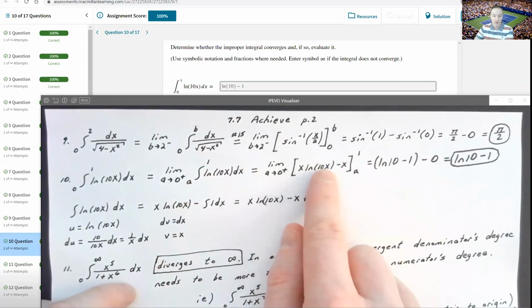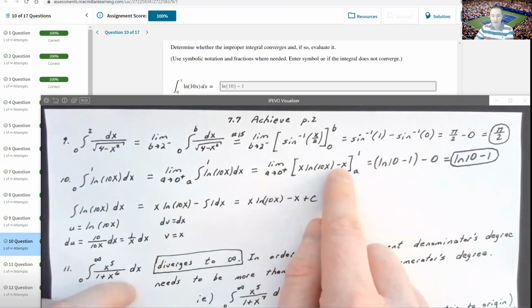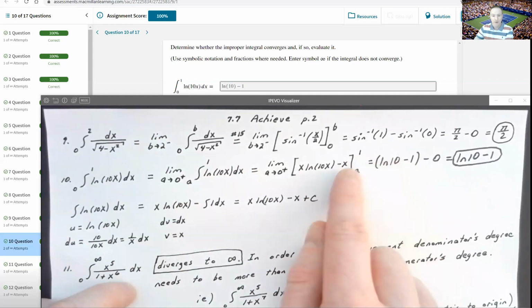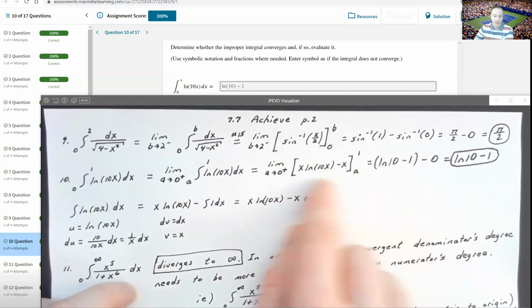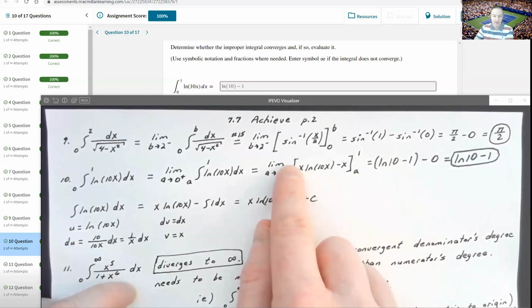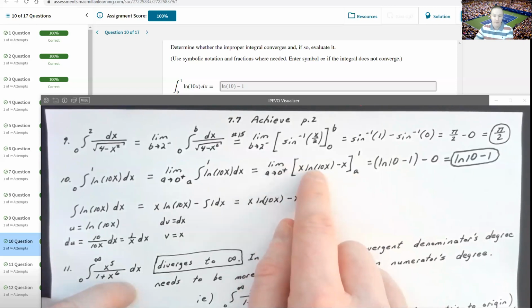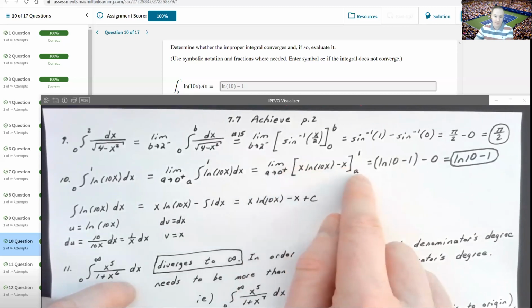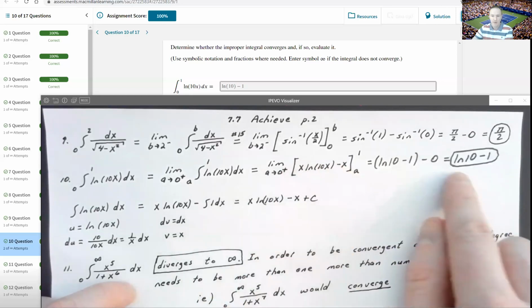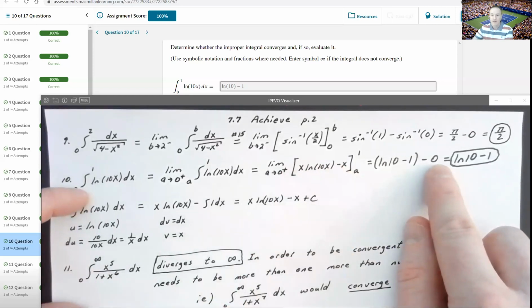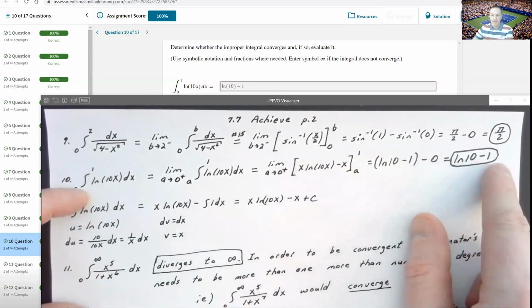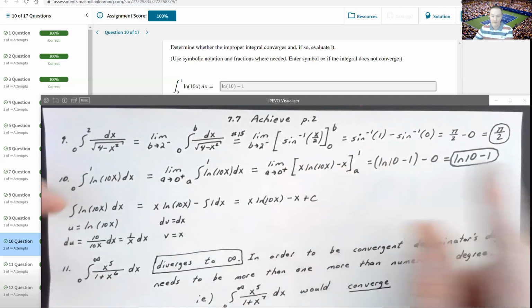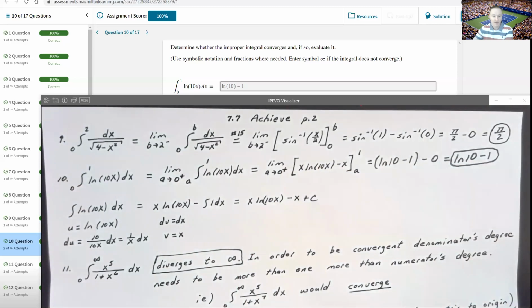When you plug in the 1, you're going to have 1 times the natural log of 10, then you have minus 1, so that's my upper limit. Your lower limit, well, when you plug in the 0, 0 times anything is 0, so 0 times natural log of 0, that's just going to be 0, and then you have minus 0 when you plug the number approaching 0 in for x. So your whole lower limit is simply 0. So you're going to get natural log of 10 minus 1, which is simply your upper limit, evaluated for your answer there. Pretty nice problem.